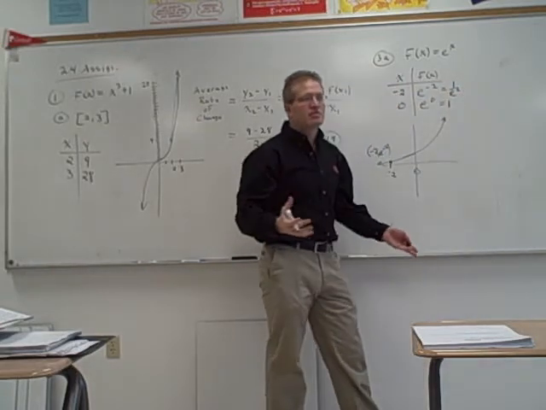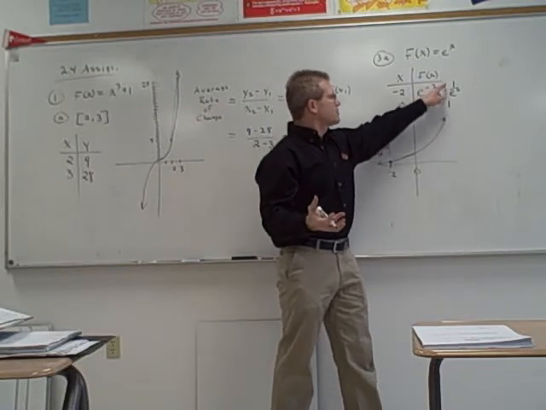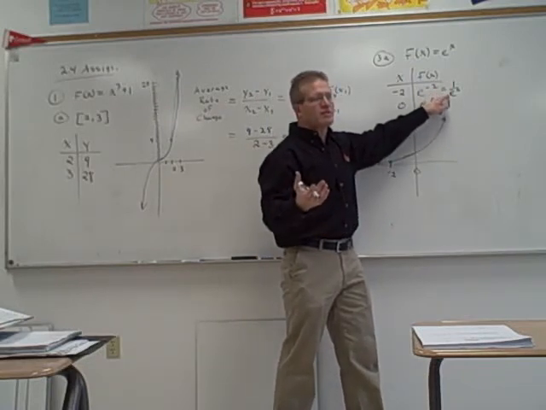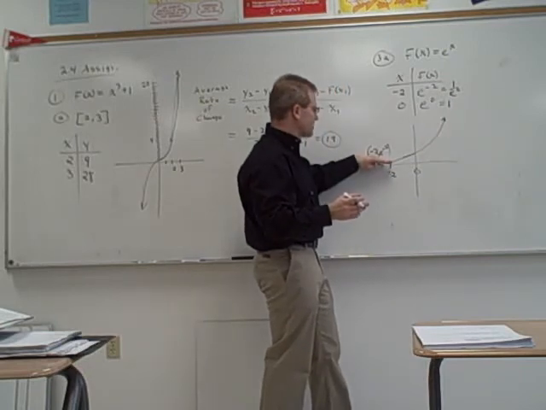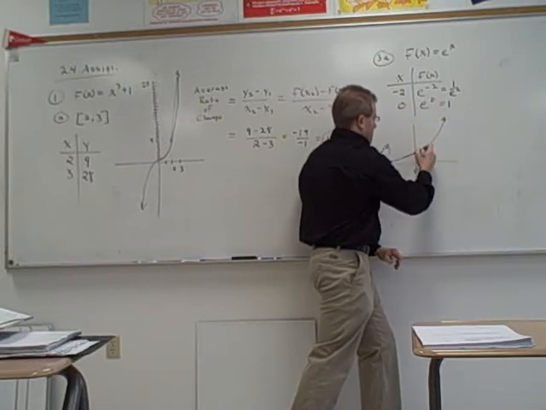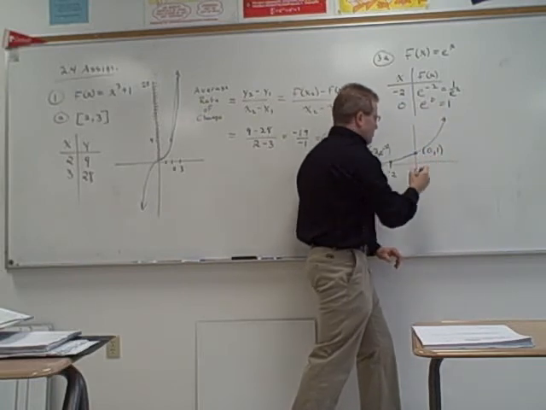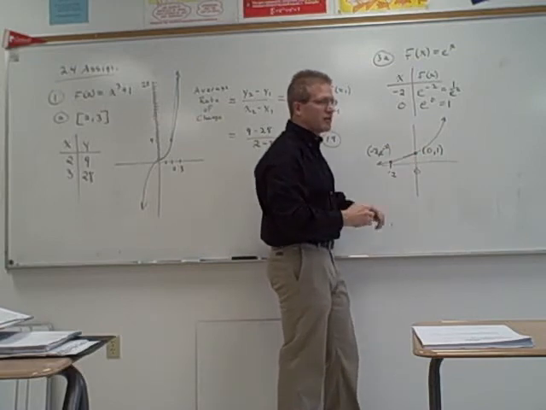Okay, e is 2.7, about 3. So this is about 1 over 3 squared, 1/9. Not quite, but it's close. That's about 1/9. So it's going to be a very small positive number. This is the point 0, 1. So don't make this too hard. When you're finding the average rate of change, you're just finding the slope between those 2 points.